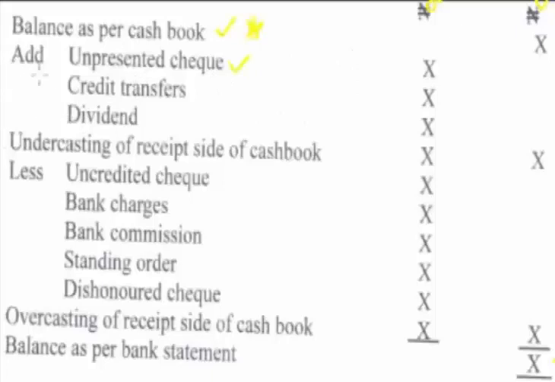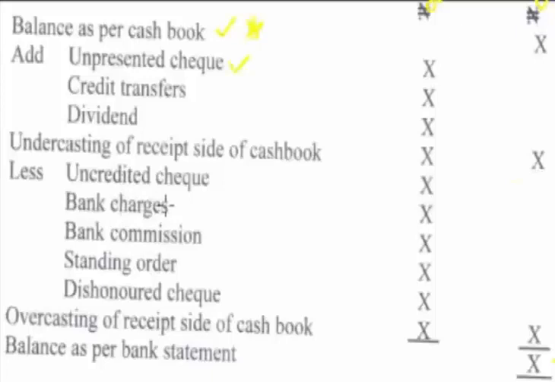When we are working with balance as per cash book, we add unpresented checks in the first Naira column, we add credit transfers, and we add dividend. We add undercasting of the receipt side of the cash book. So the total we are going to take to the extreme, which is the second currency column.